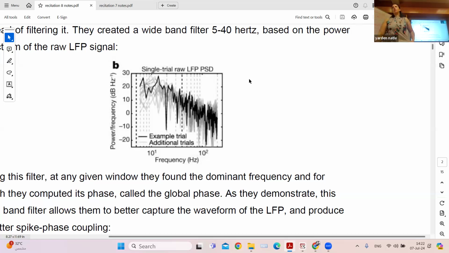I guess I didn't quite understand. The shuffling that's happening, is it in the raw signal or in the power spectrum? In the raw signal. Okay, segments of the raw signal. Yes. Exactly.